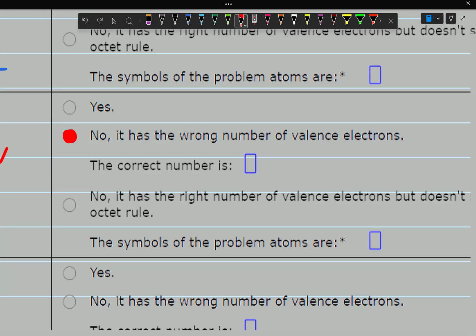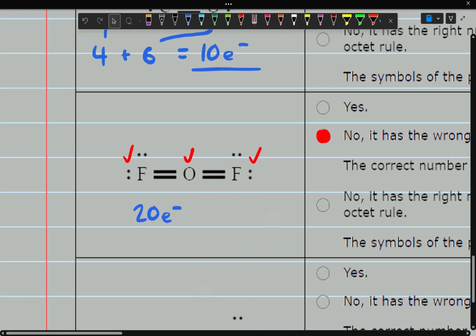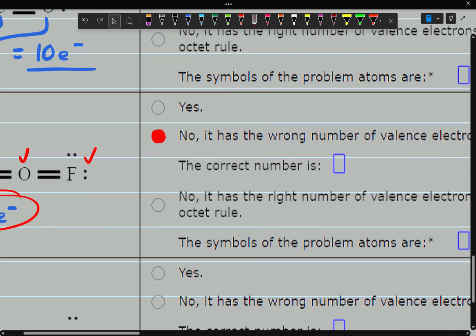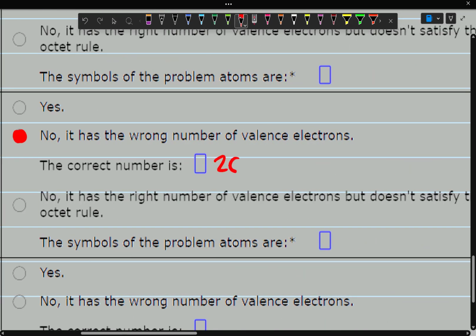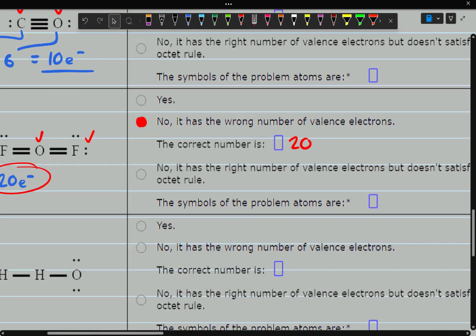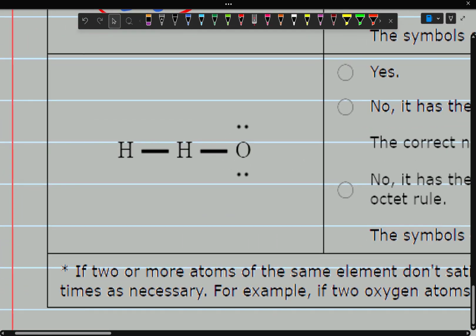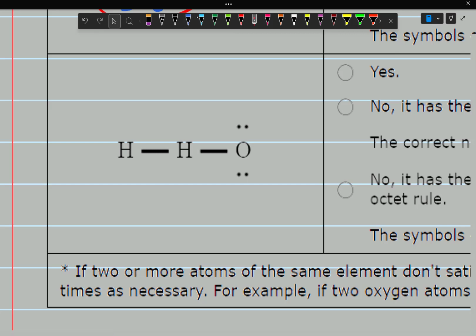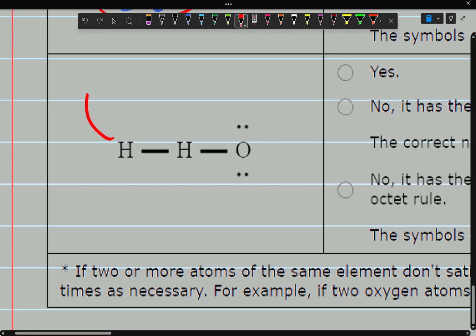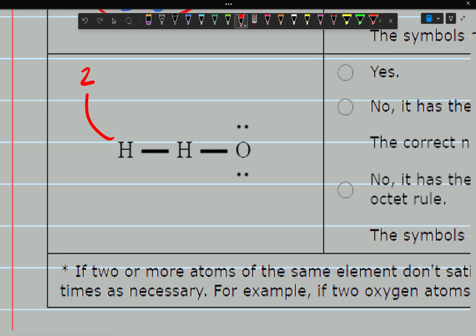And then it wants the correct number of valence electrons. Well, we found that to be 20. So you would just put 20 in there. Moving on to our next one, we have 2 hydrogens and an oxygen. Remember that hydrogen is an exception to the octet rule, where rather than having 8 electrons surrounding it, it should have 2.